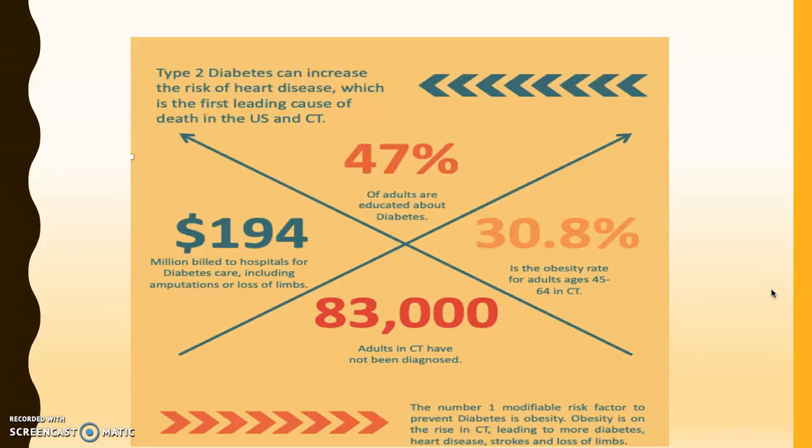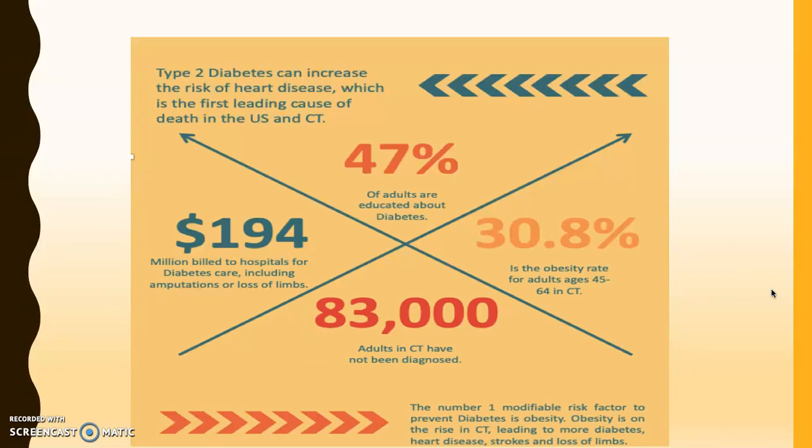Type 2 diabetes can increase the risk of heart disease, which is the leading cause of death in the United States and Connecticut. 47% of adults are educated about diabetes, and yet 83,000 people don't even know they have it. 30.8% is the obesity rate for adults in the 45 to 64 age category in Connecticut.